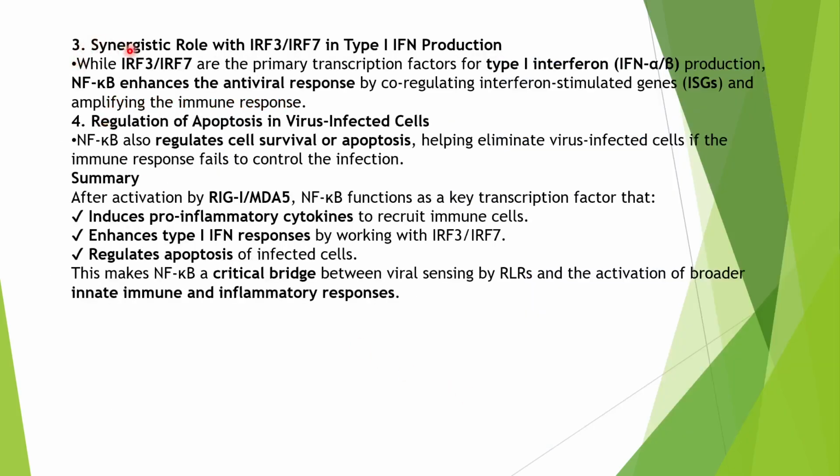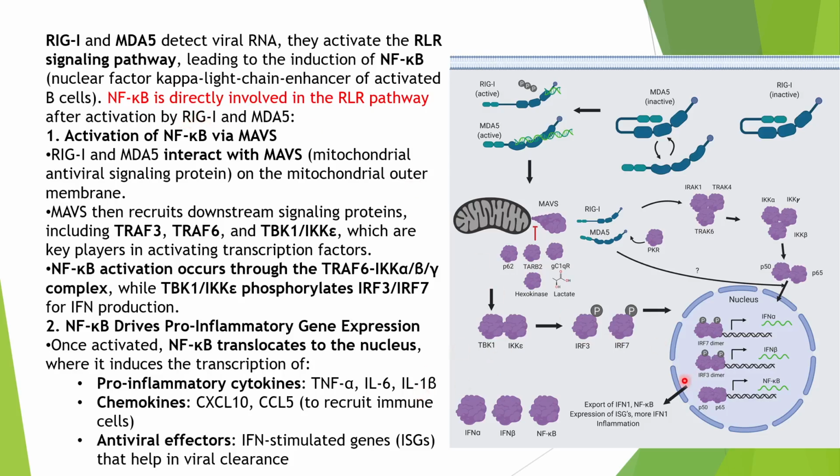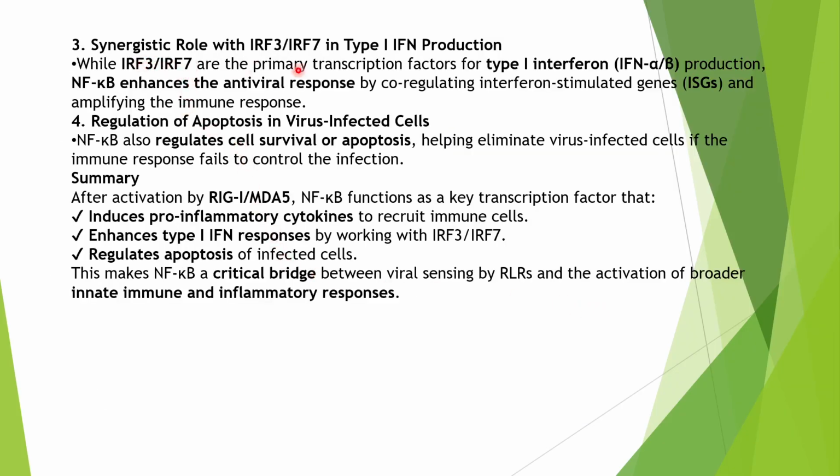Then they also have synergistic roles, your IRFs. So synergistic role with IRF3 and IRF7 in type 1 interferon production. So as we saw here with IRF3, IRF7, which is phosphorylated, via this also type 1 interferons are produced, and NF-kappa B enhances the antiviral response by co-regulating ISGs and amplifying the immune response. So it not only has a synergistic role with IRF3, 7 in transcription of type 1 interferons, but also by co-regulation of ISGs.